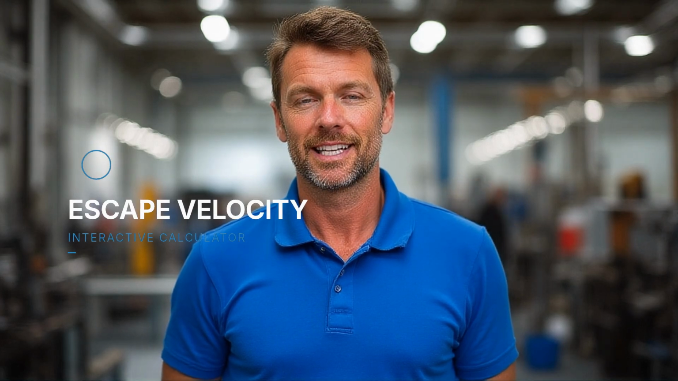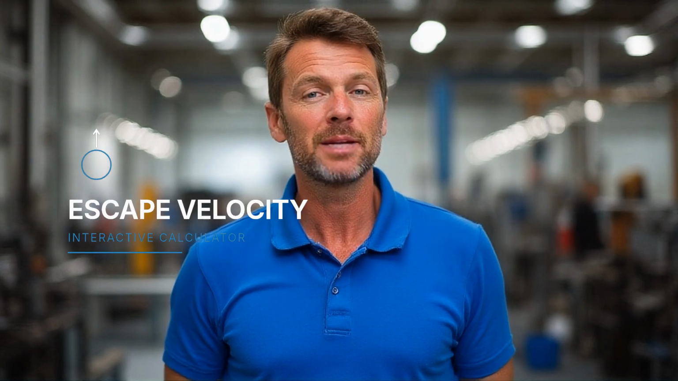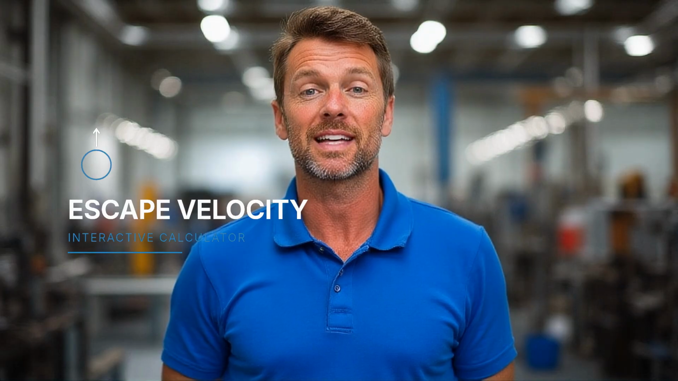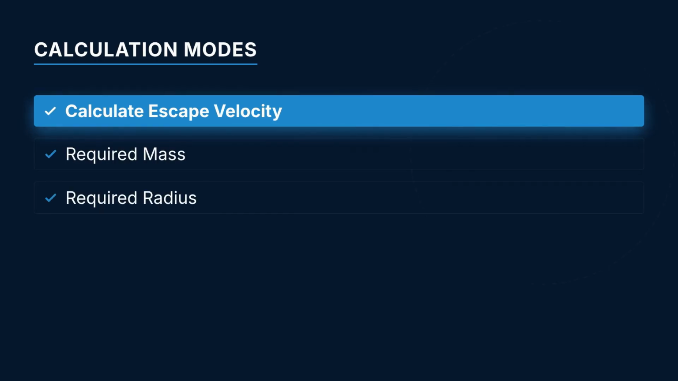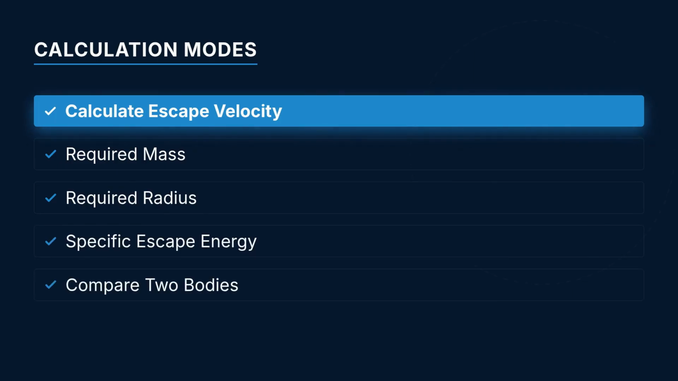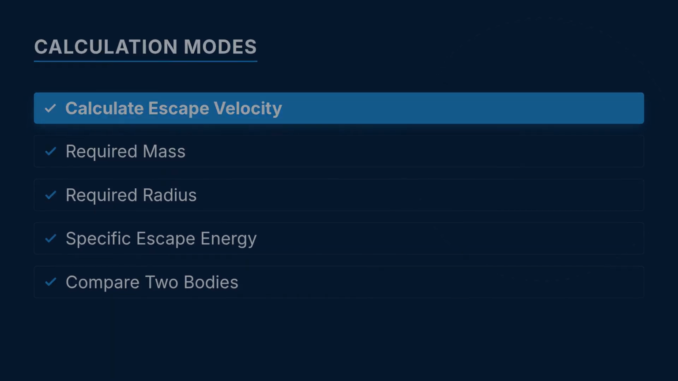The escape velocity interactive calculator determines the minimum velocity needed to escape a celestial body's gravitational pull. This calculator has a drop-down menu for calculation mode with 5 options: calculate escape velocity, calculate required mass, calculate required radius, calculate specific escape energy, and compare 2 celestial bodies. For this demonstration, I'm using calculate escape velocity.